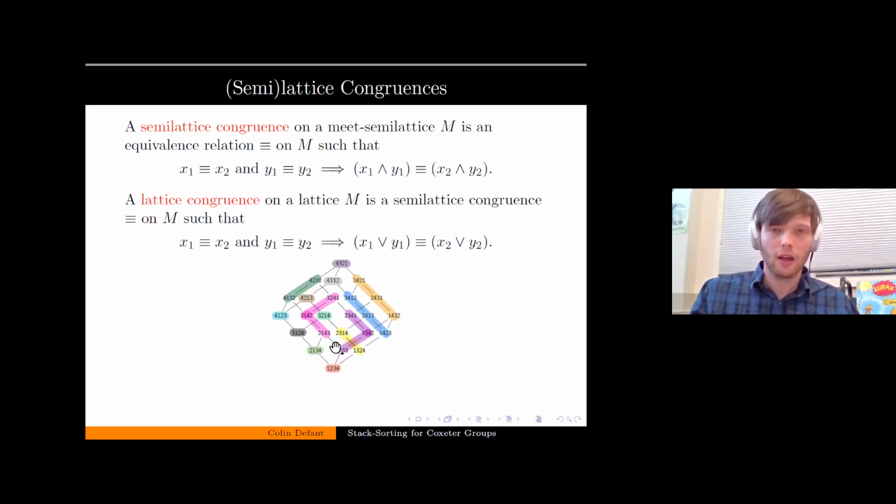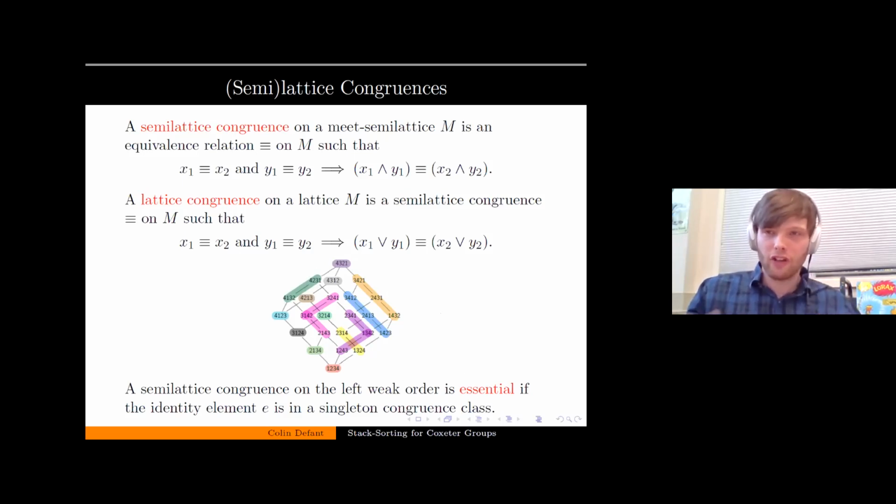And this is a picture of a lattice congruence on the left weak order of S4. These colored things are the different equivalence classes. And this is just a technical definition that I'm going to need a little bit later. It's not too important. So a semi-lattice congruence, or if you like a lattice congruence, on the left weak order of a Coxeter group is essential if the identity element is in its own singleton congruence class. So here you can see the identity element 1, 2, 3, 4 is in its own singleton congruence class. So this is actually an essential lattice congruence on the left weak order of S4.